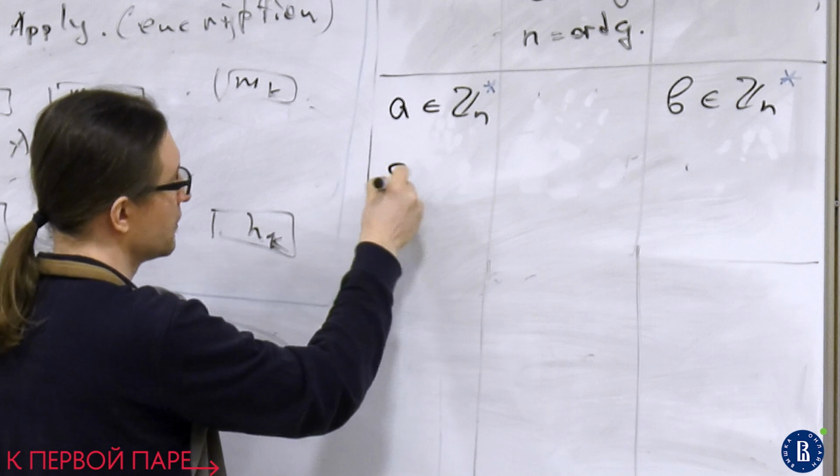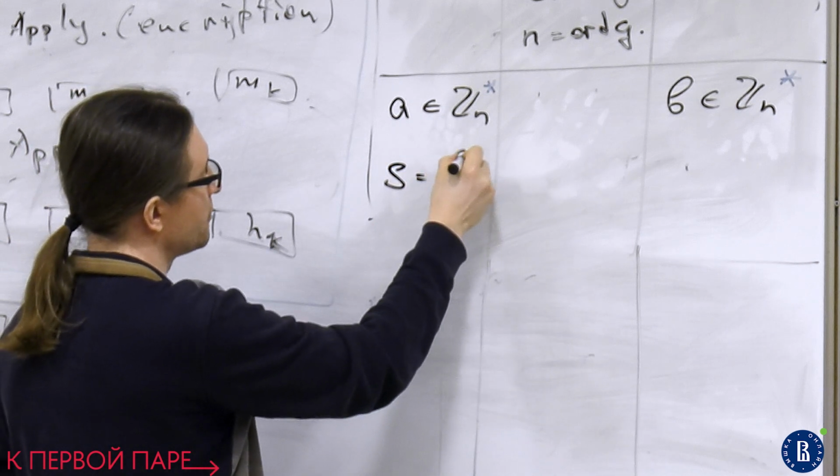What is a public key? Public key is g to the power of A.